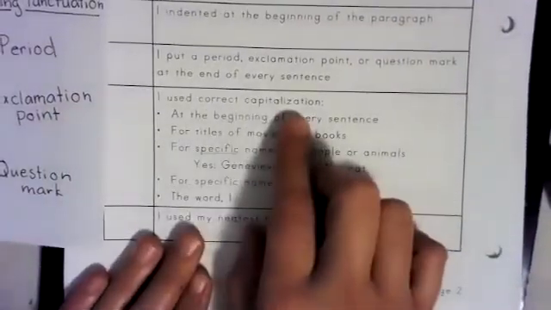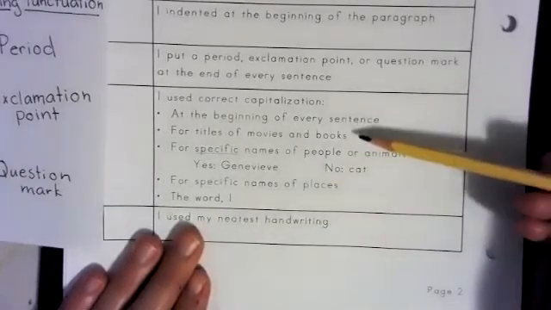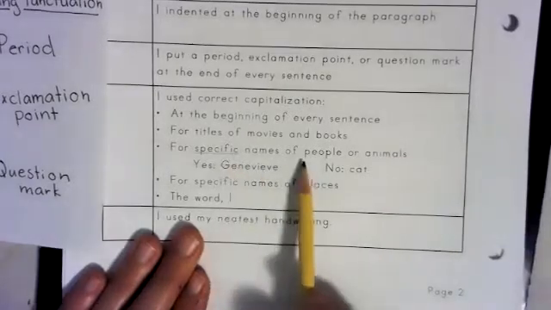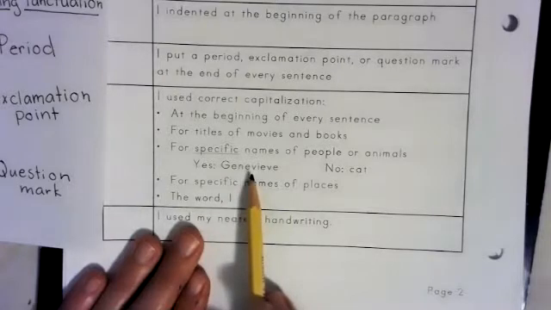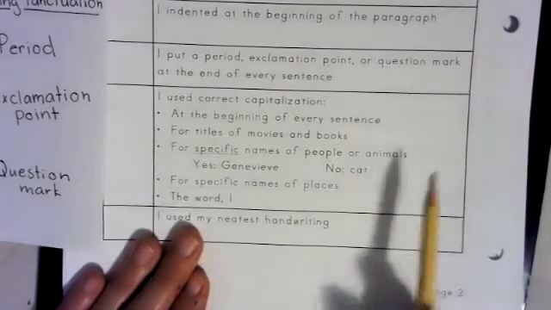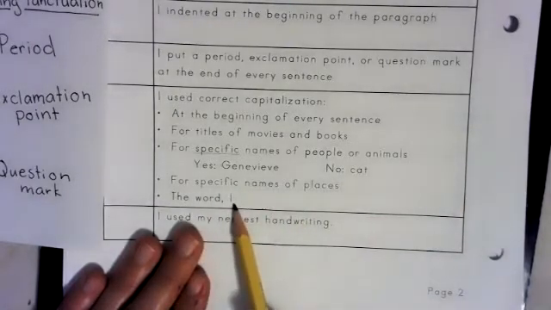And for correct capitalization, it says, I use correct capitalization at the beginning of every sentence, for titles of movies and books, for specific names of people and animals. So for example, the name of Miss Calhoun's cat is capitalized when just cat is not. For specific names and places, and the word I.